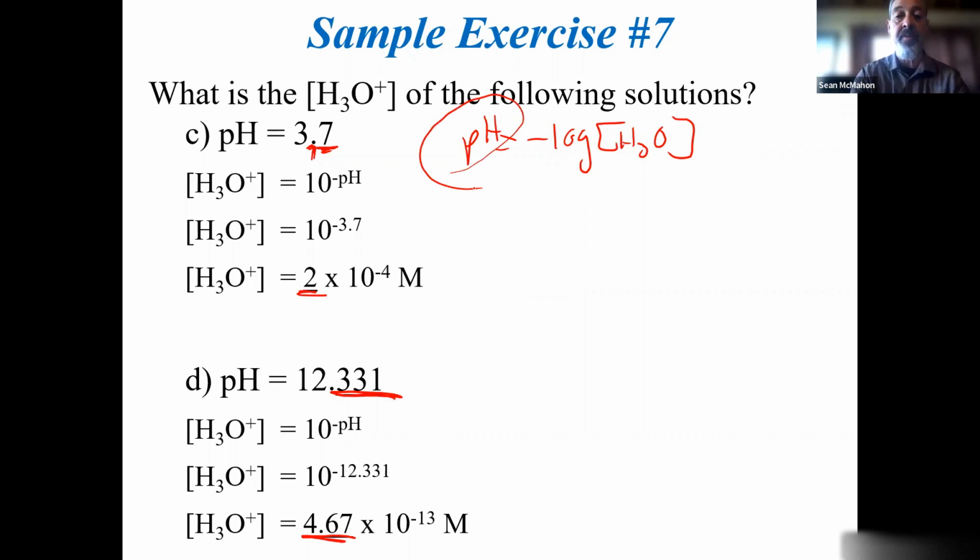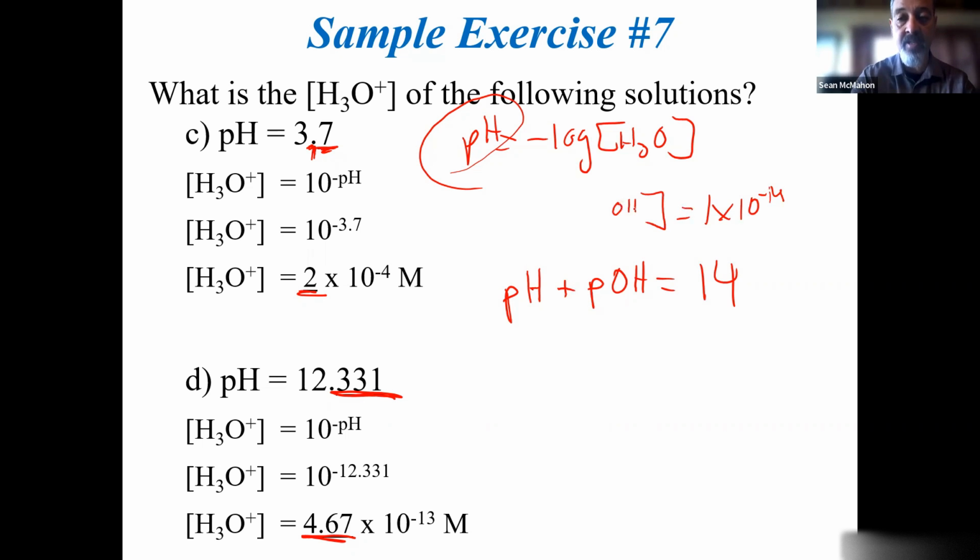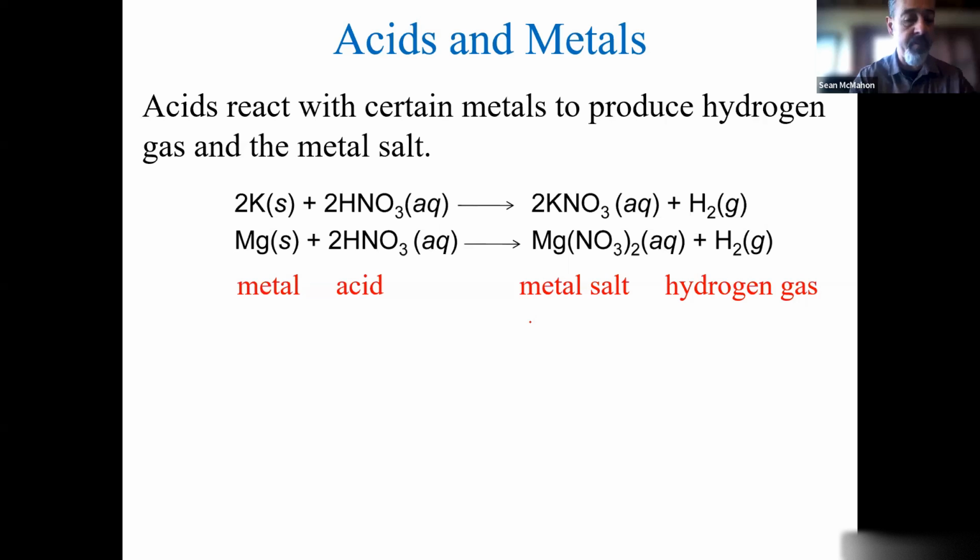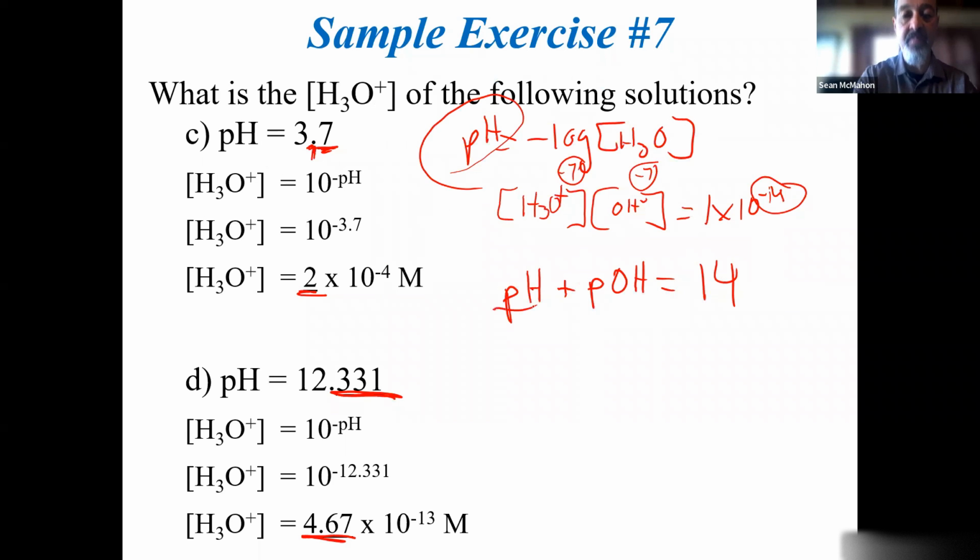Now, there is something called pOH. The way that works is your pH plus your pOH equals 14. And that's because the Kw is 1 times 10 to the minus 14. And your hydroxide is 1 times 10, let's say 1 times 10 to the minus 7, and then your hydronium. And remember, we add the exponents: -7, -7, to get -14. Well, that's what we're doing. We're adding the pH and the pOH.